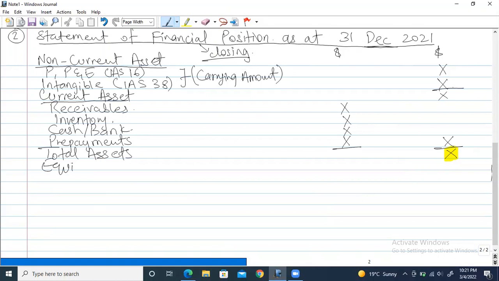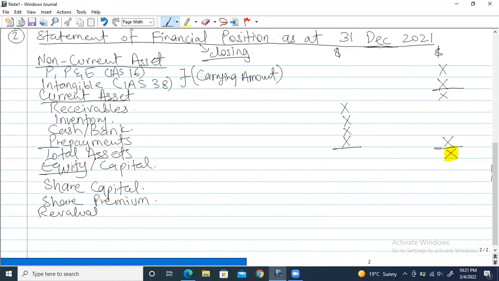It is called equity, or in other terms you can also call it capital, but in normal terms it's written as equity. Now in equity there are a total of four things. First of all, share capital. Then we have share premium. After that we have revaluation reserve, and the final thing over here is retained earnings. So these four things are there in the equity section.